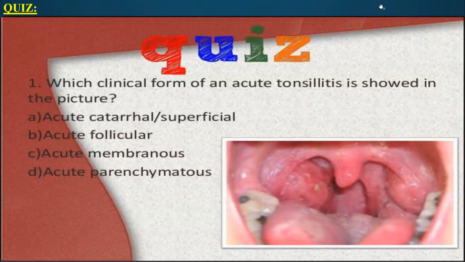Here the question is: which clinical form of acute tonsillitis is shown in the pictures? There are four options: acute catarrhal or superficial, acute follicular, acute membranous, and acute parenchymatous. Just guess your answer. One can say A, and their co-supporters should be there for A, and similarly for B. If you think B is correct, just see the clinical features here.